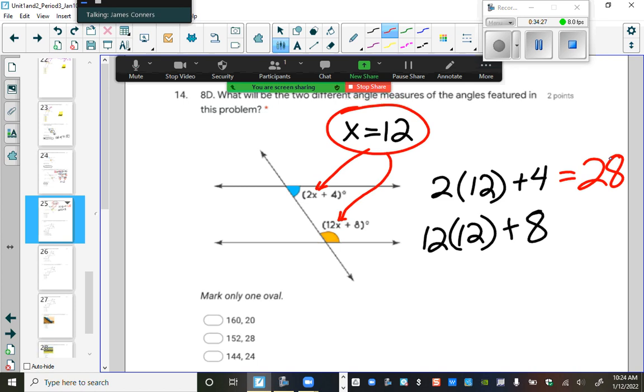Okay. What about the bottom one? 152. We agree with Alex on the 152 for the bottom one. Because what must the two numbers add up to be? 180. They have to add up to 180.